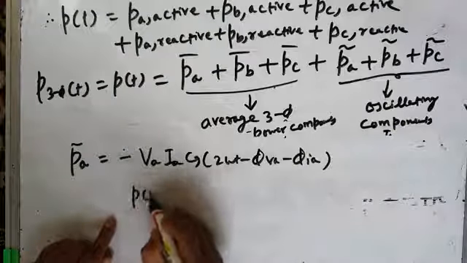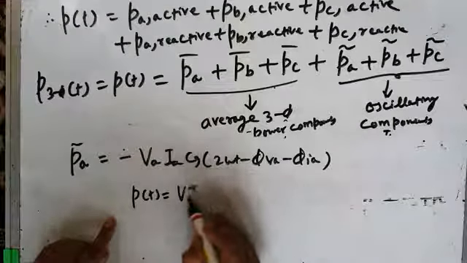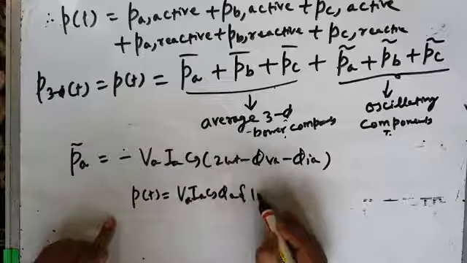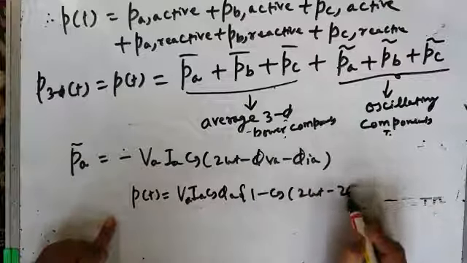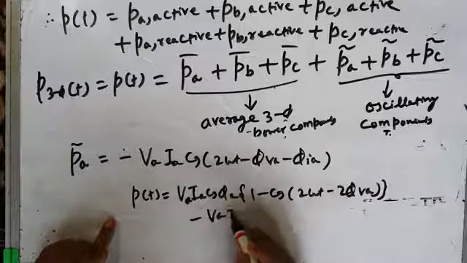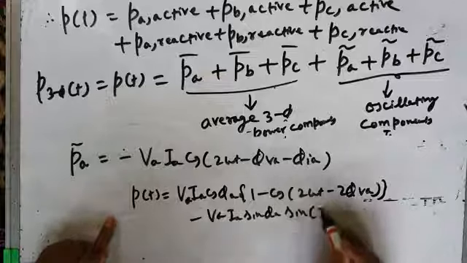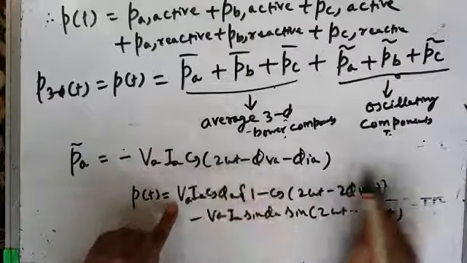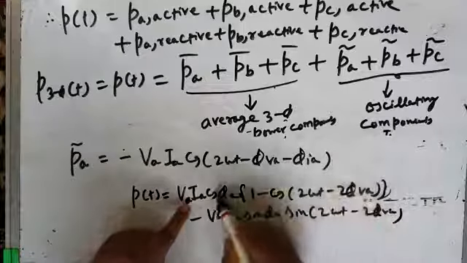You know, pt was equal to, for example, it was given by VAIA cos phi A times 1 minus cos of 2 omega t minus 2 phi VA, minus VAIA sin phi A sin of 2 omega t minus 2 phi VA. When you integrate this, it will give you average power.